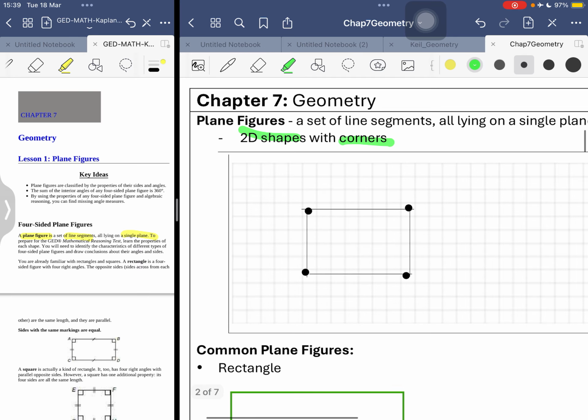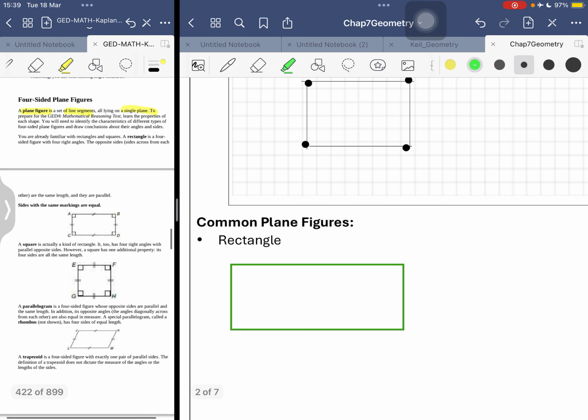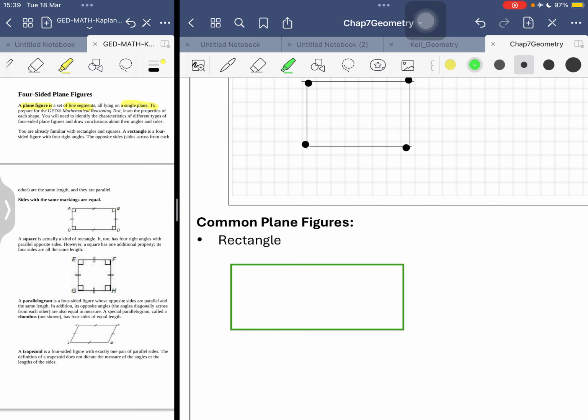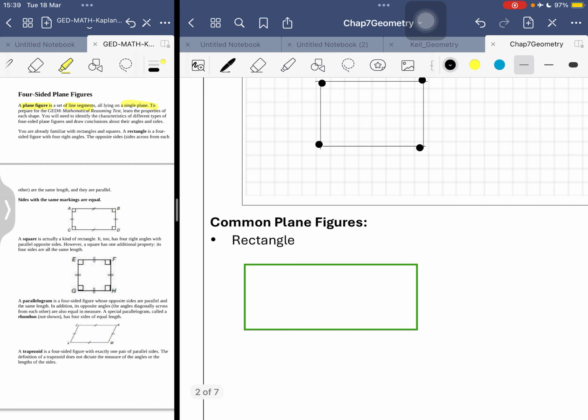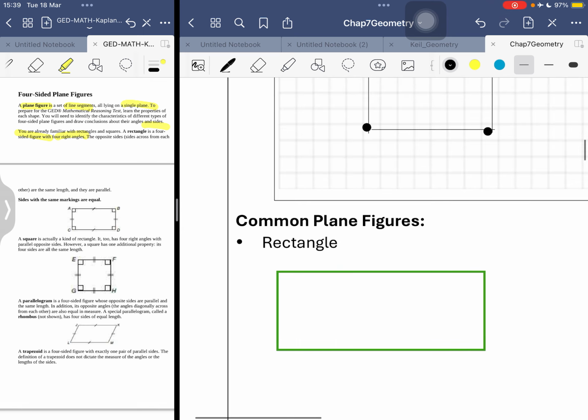The common plane figures, we will start with the rectangle. Obviously, you already know what a rectangle is. It is a four-sided figure with four right angles. Let's talk about angles. Obviously here, this angle is 90 degrees, and then 90 degrees, then 90 degrees, then 90 degrees. And the length of the opposite sides is equal to each other.